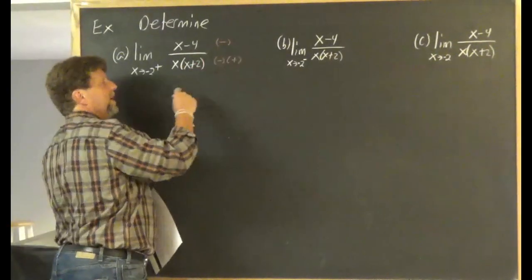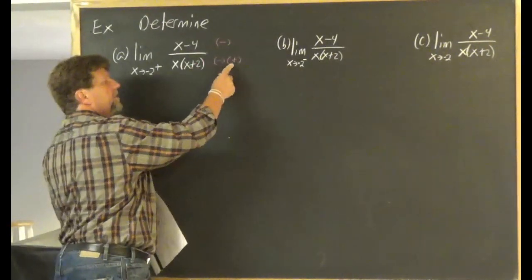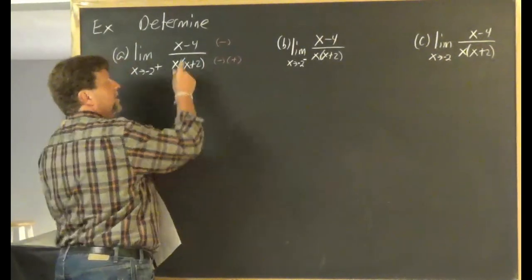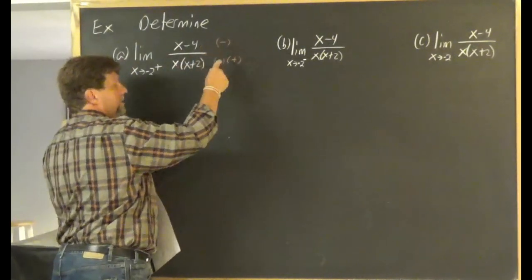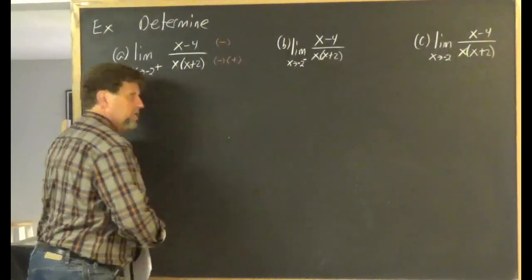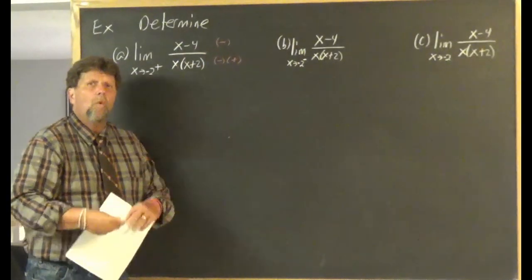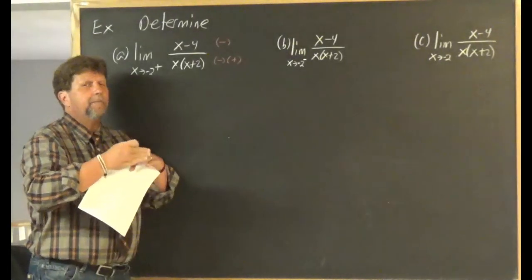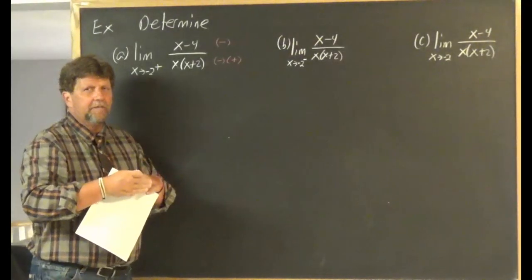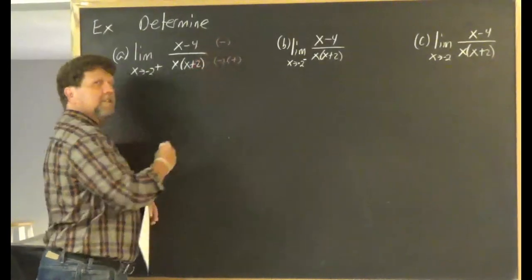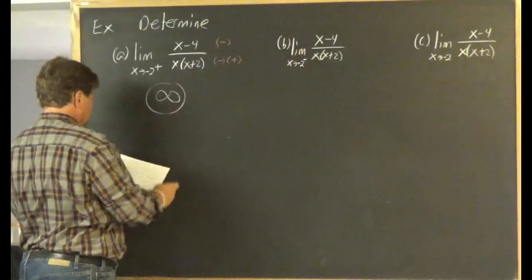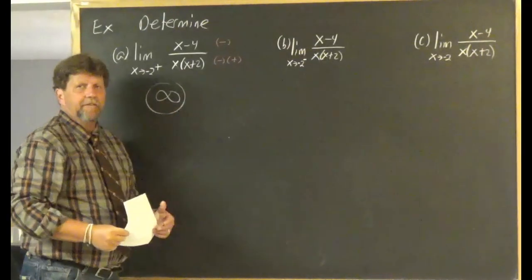So check it out. The numerator is negative. The denominator is a negative times a positive. Well, negative times positive is negative. So this would be a negative divided by a negative, which is positive. We already knew the answer here, because of a vertical asymptote, had to be negative infinity or positive infinity. Since this is positive, we conclude that this limit is positive infinity.